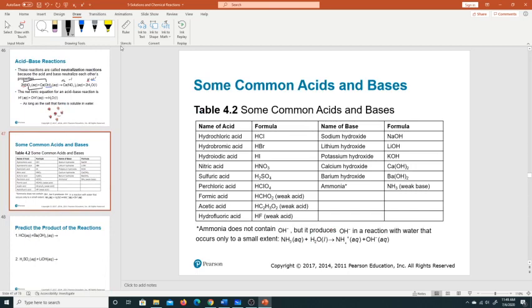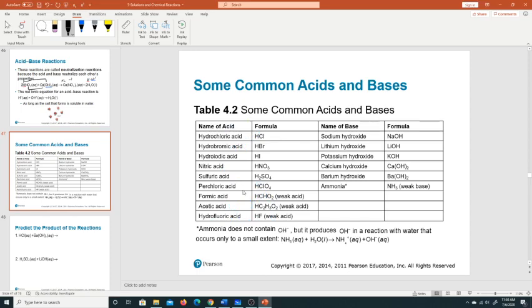Here are some common acids and bases. Group 7, the hydrogen halides: HCl, HBr, HI, and so on. We have HNO3, H2SO4, HClO4. These are all examples of strong acids. Formic acid, acetic acid, hydrofluoric acid, the ones on the bottom, are weak acids.